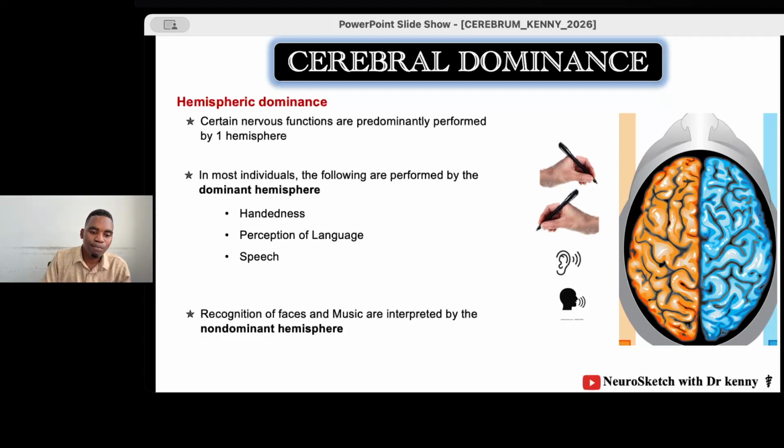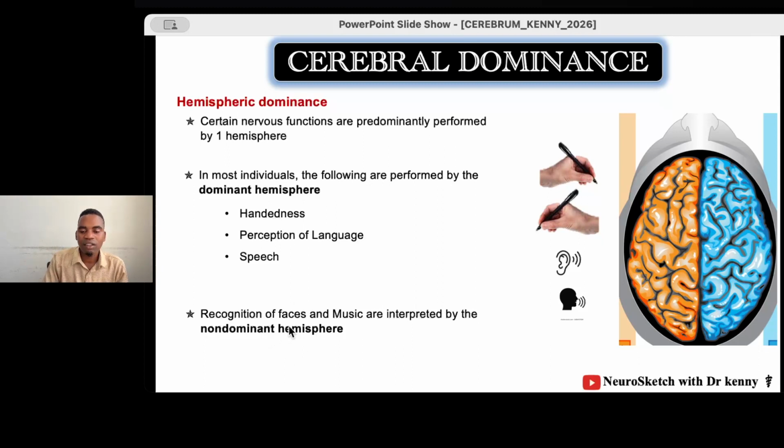And this is why most people are right-handed. Most people like you and I are right-handed. That means our dominant hemisphere is the left, because we're going to mention later that the left side of the brain controls the right side of the body, and the right side of the brain controls the left side of the body. But in terms of cerebral dominance, if you are right-handed, most likely your dominant hemisphere is the left cerebral hemisphere, and so speech and language perception are being done in your left hemisphere.